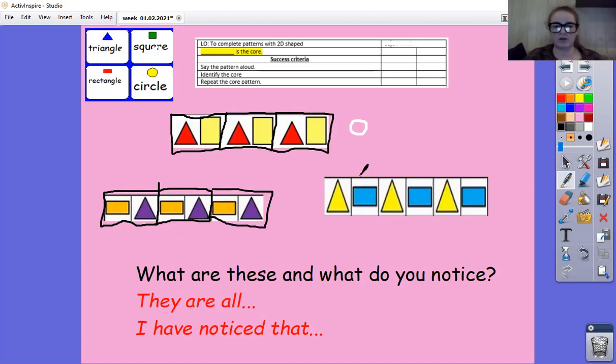And last one, let's have a look at this one down here. So yellow triangle, blue square, yellow triangle, blue square, yellow triangle, blue square. So we've said the pattern aloud, now we need to identify the core. I've got a yellow triangle and a blue square, and another yellow triangle, and another blue. So I can see that this part just repeats the first part. So this is my core, and this is the repeated section to make up the pattern.